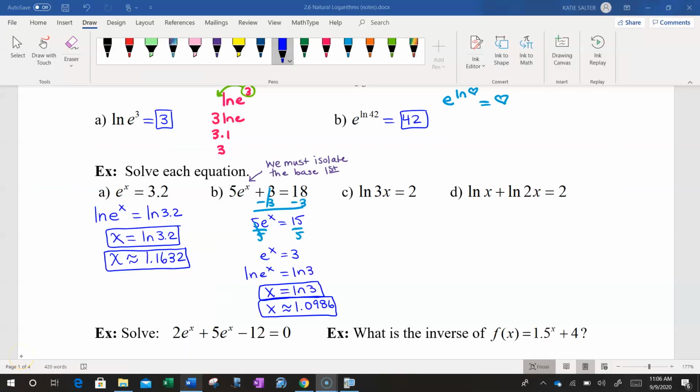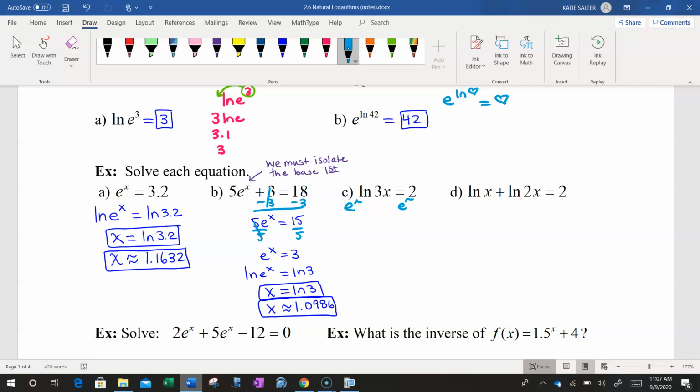Okay, so problems A and B were exponential equations. Problems C and D are logarithmic equations because the variable is inside the logarithm. So the first step is to always condense your logarithms if you have more than one. In this first one, we do not. So since it's just one logarithm, we can go ahead and base it up. Because this is a natural logarithm, the base is e. So we're going to e it up on each side. I know that sounds funny. It sounds like we're saying eat it up, but we're going to e it up, base it up.